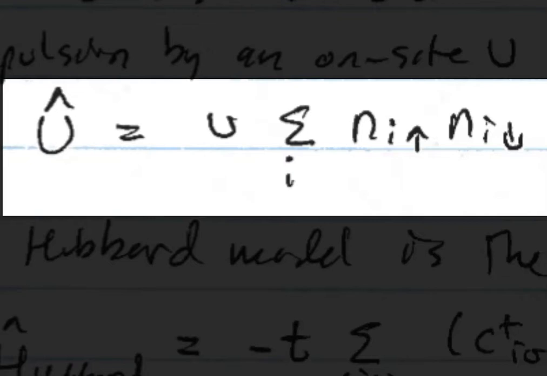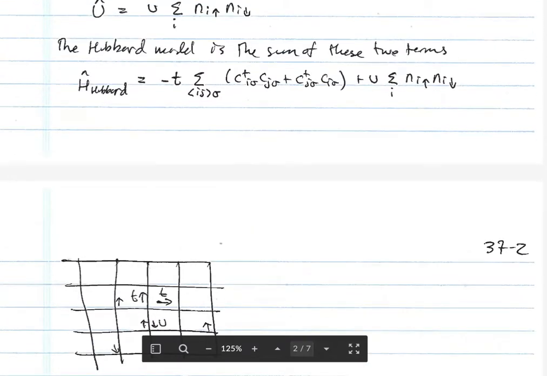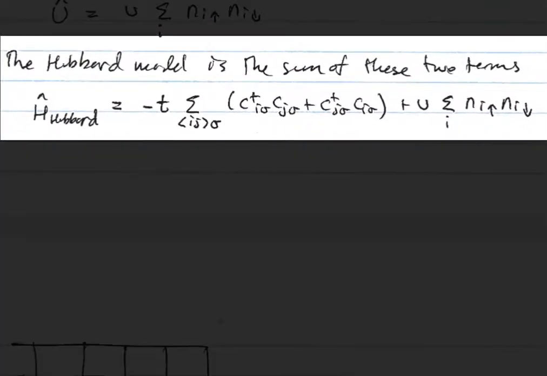You can see that operator n_i up, n_i down is equal to 0 unless I have two electrons at site i. So if I have no electrons at site i, or just one spin up or just one spin down electron at site i, that product of number operators will equal 0. But when I have both a spin up and a spin down at site i, that product will equal 1. So to make the Hubbard model, we actually add together both of these terms, and that is described by this Hamiltonian. H Hubbard is equal to minus t, the sum over nearest neighbor pairs ij, sum over sigma, c dagger i sigma c j sigma plus c dagger j sigma c i sigma, plus U, sum over i, n_i up, n_i down.